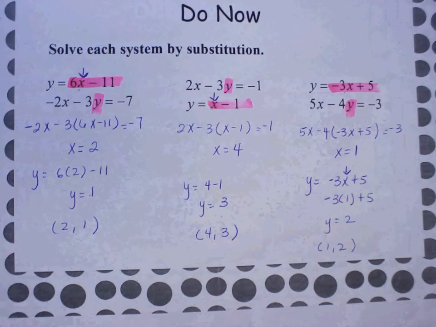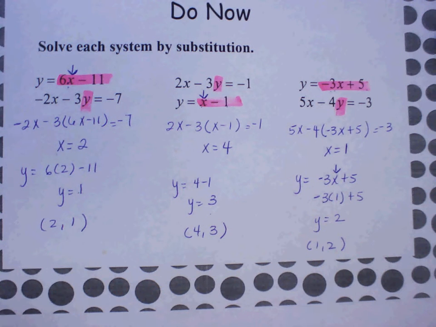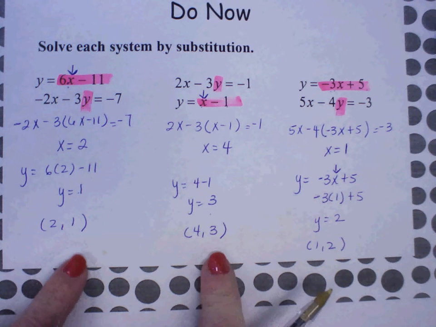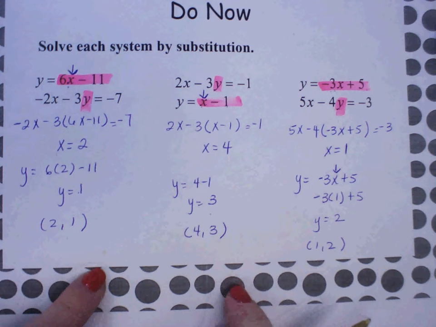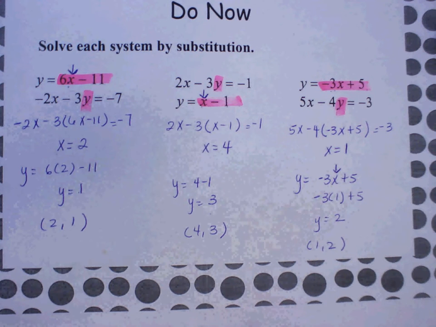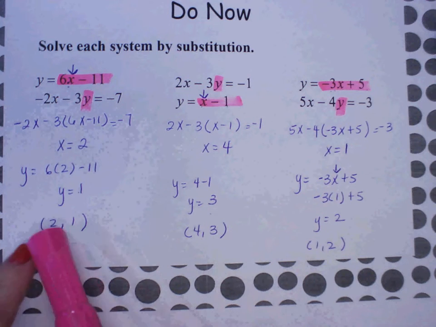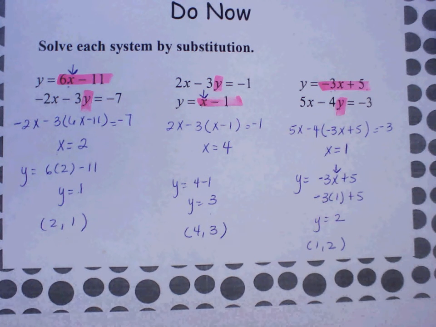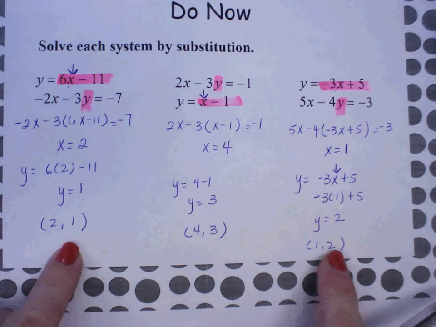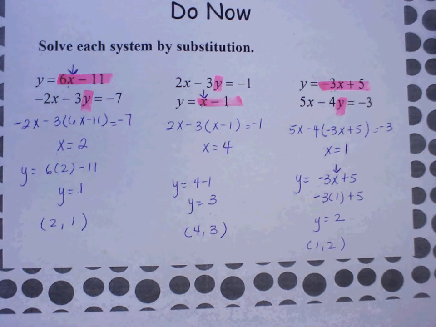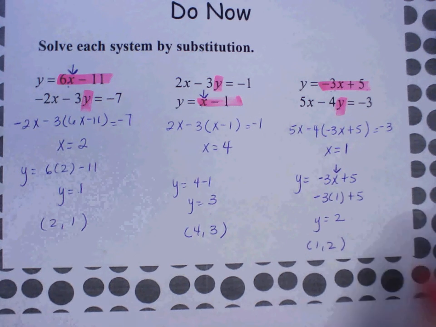Now, how many solutions does each one of these systems have? 2 solutions, really? I don't think so. They either have no solution, 1 solution, or an infinite amount of solutions. They only have 1 solution. So what does that mean? Are they consistent or inconsistent? Consistent. Are they dependent or independent? Independent, because it's only 1 solution. One doesn't depend on the other, right? Very good. Good job.